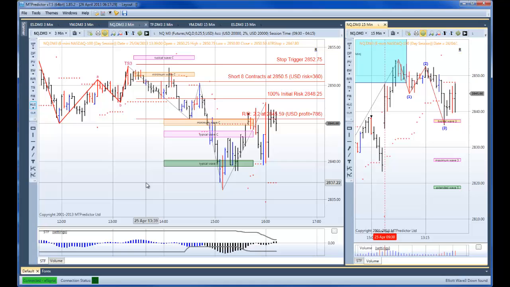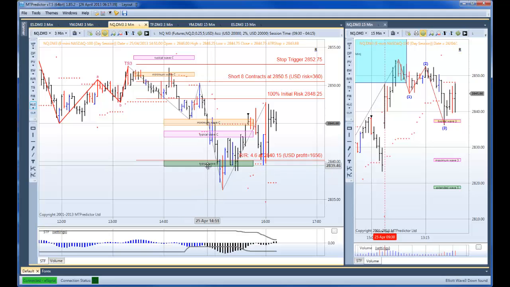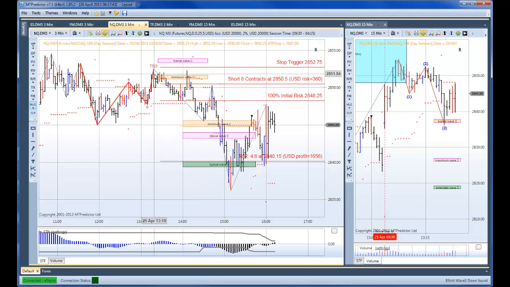So here we were actually anticipating, rather than the market coming in at our first level, which is here, we'd actually take our target out down to our typical wave 3 WPT. So in other words, the market is anticipated to move in a wave 3 type swing rather than a smaller swing.